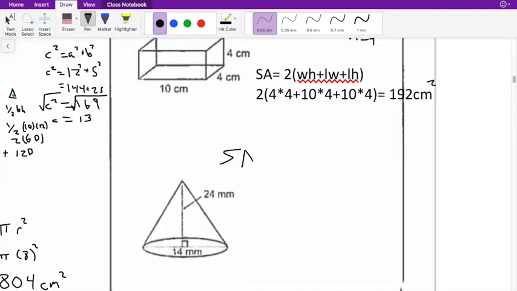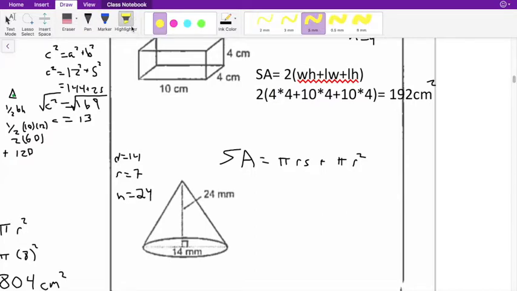The formula was surface area equals pi r s plus pi r squared. So what do we know here? We know the whole diameter here is 14. So if the diameter equals 14, our radius is going to equal 7. Now we know the height here is 24.